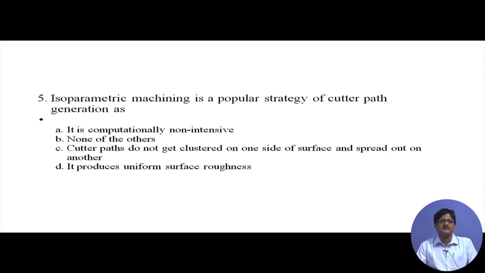So, what remains is D and A. So, let us see A. It is computationally non-intensive. This is correct. Finding out cutter paths in case of isoparametric machining is extremely simple. So, correct answer is A.